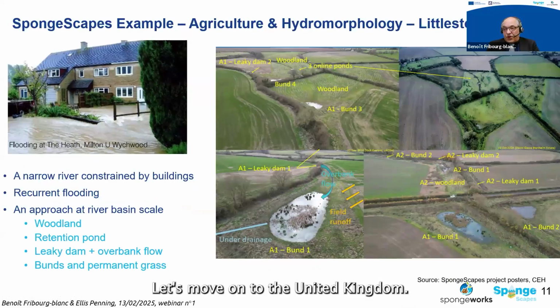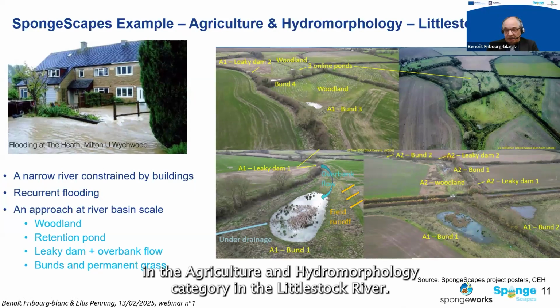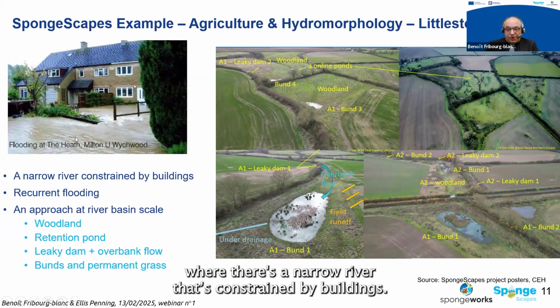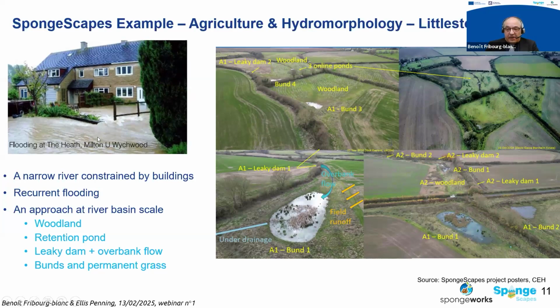Now let's go to the UK. Again, an example of agriculture and hydromorphology in Littlestock. There's an area in the landscape where there's a narrow river constrained by building, and it has created recurrent flooding, which here is an example of this type of flooding. And there was an approach to zoom out the system to better understand how to tackle the problem.